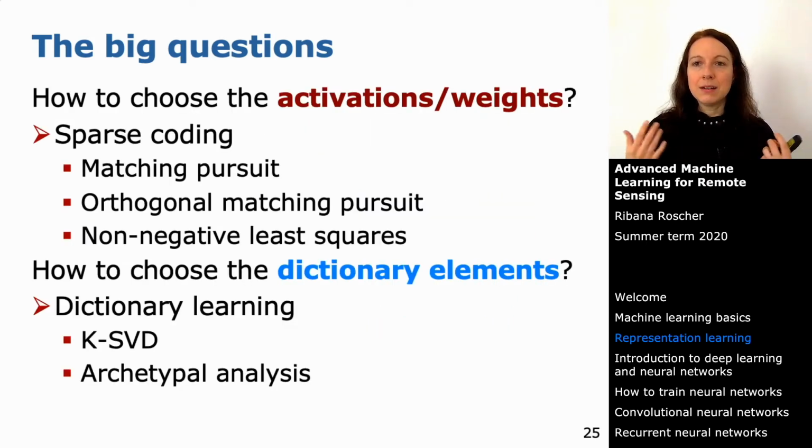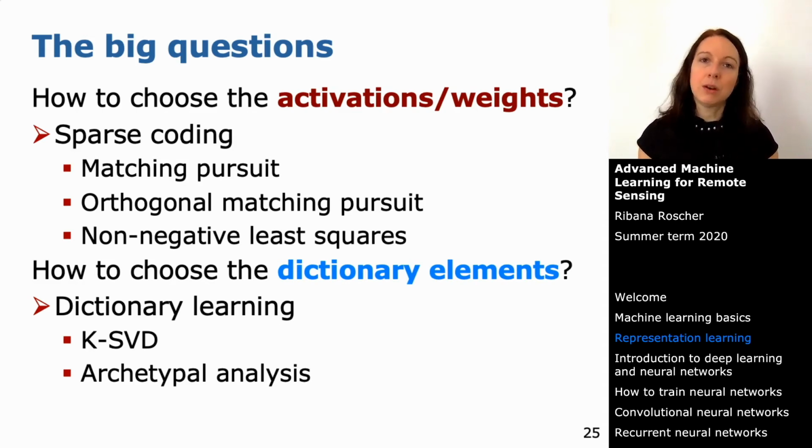So we can solve these big questions. The first question was how to choose the activation and the weights, and this task is called sparse coding. The whole representation is called sparse representation, but when you talk about the determination of the activation vector, you talk about sparse coding. The most commonly used methods for sparse coding are matching pursuit, orthogonal matching pursuit, and non-negative least squares.